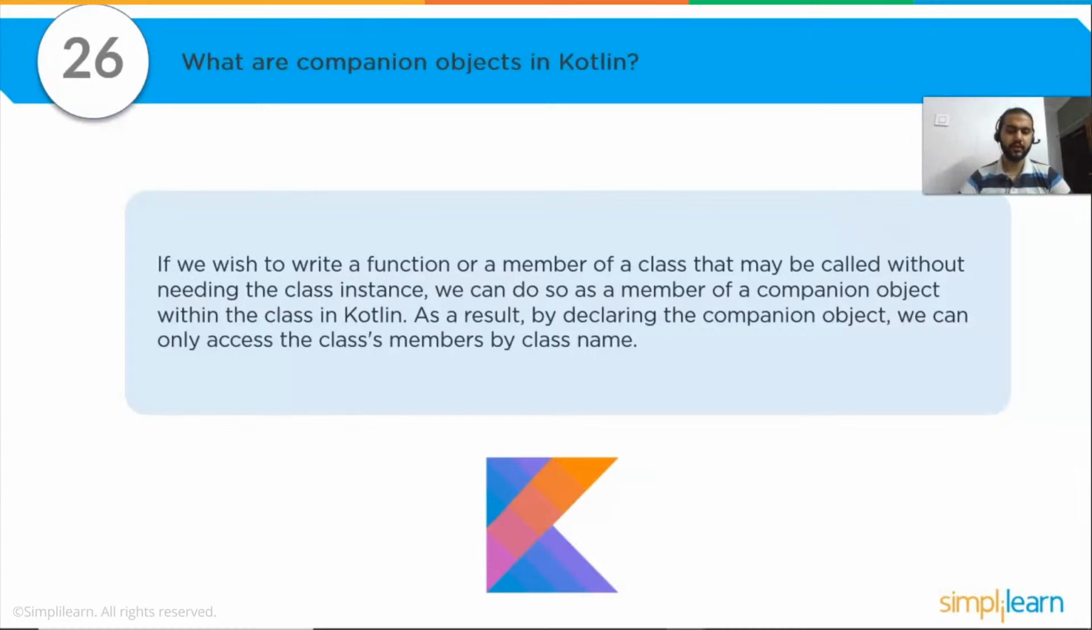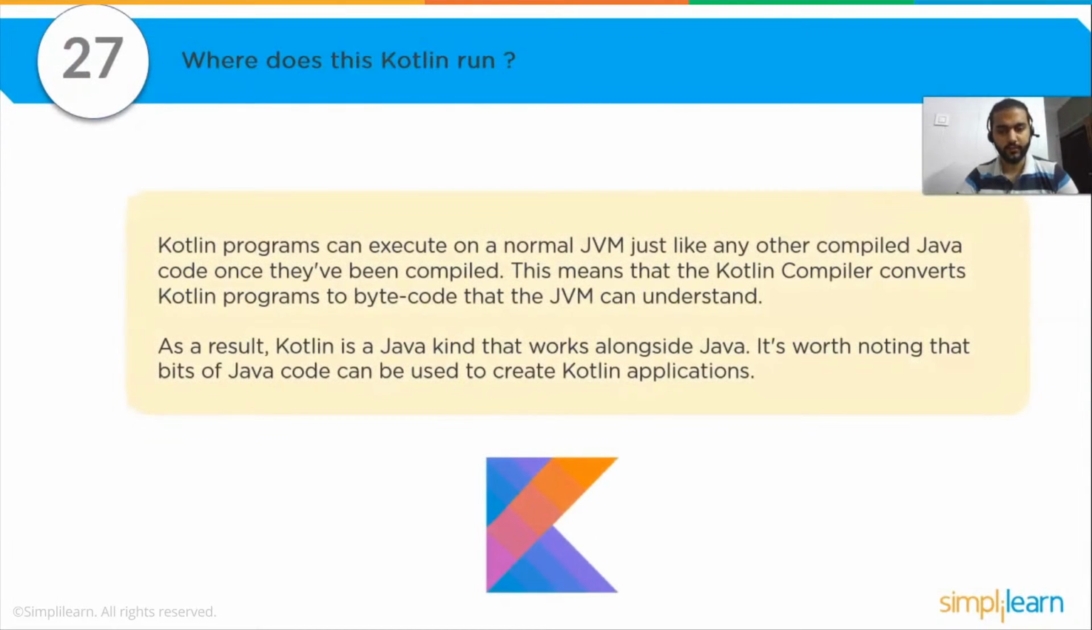Now moving on to the 27th question, which is, where does Kotlin run? Kotlin programs can execute on a normal JVM just like any other compiled Java code. This means that the Kotlin compiler converts Kotlin programs to bytecode that the JVM can understand. As a result, Kotlin is a Java kind that works alongside Java. So basically Kotlin is a kind of Java, you can say that. It is worth noting that bits of Java code can be used to create Kotlin applications.